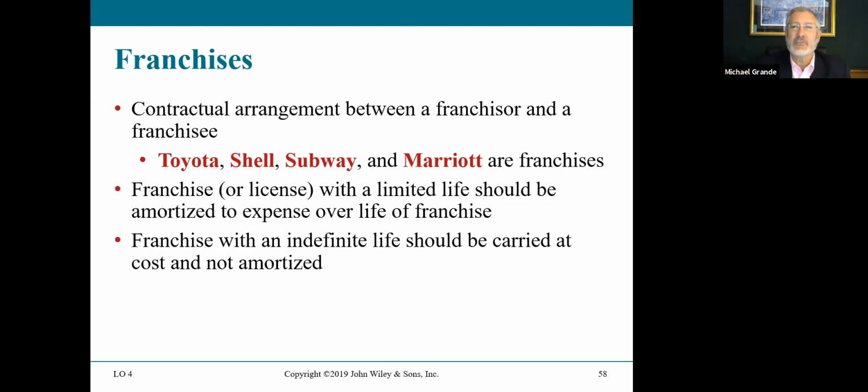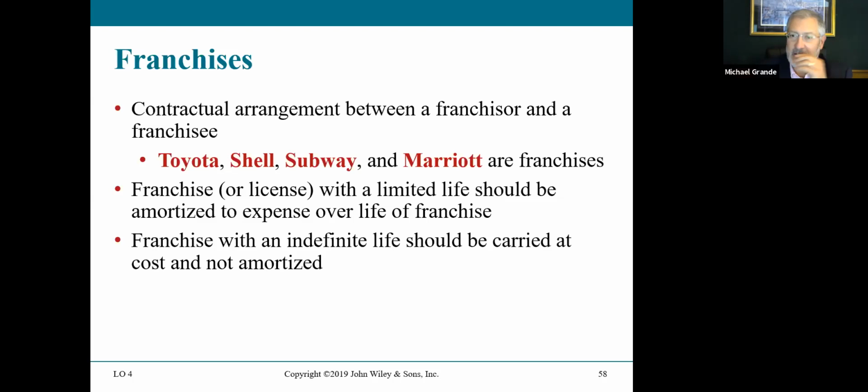Franchises, a contractual arrangement between a franchisor and a franchisee. Toyota, Shell, Subway, Marriott are franchises. So you have a company like Marriott Hotel. They have a name, they have a brand, and somebody may want to open up a particular hotel. You own the hotel, not Marriott. They get a franchise.